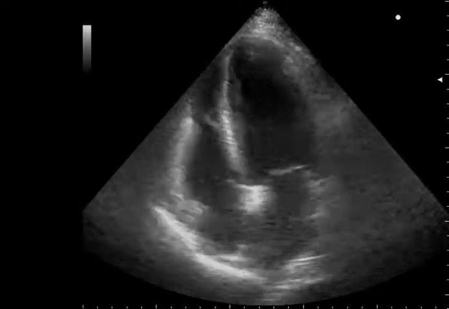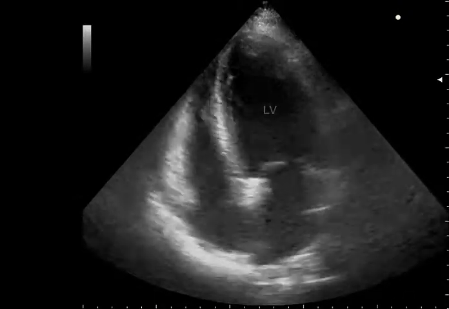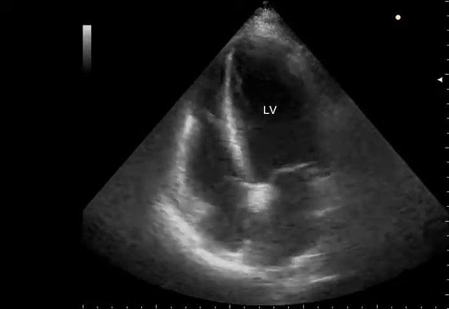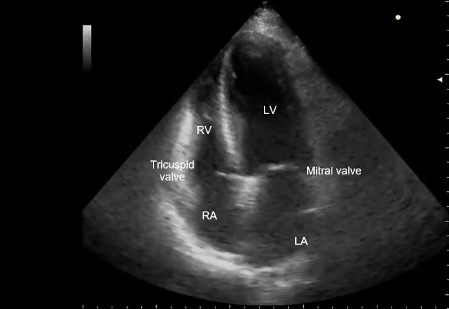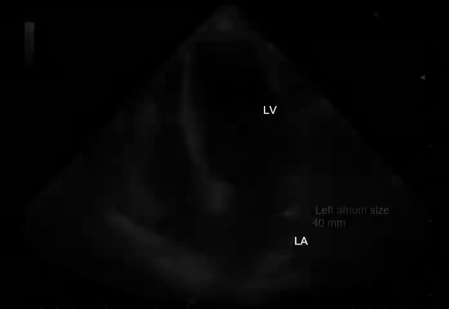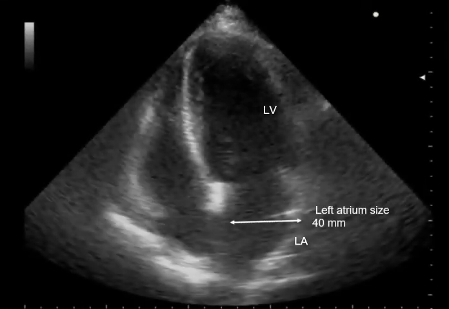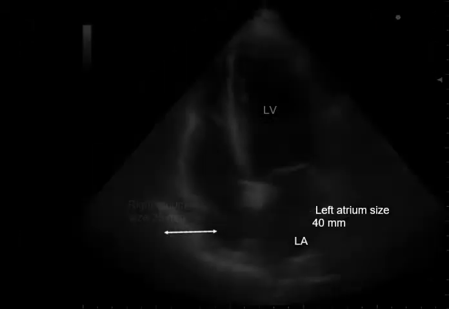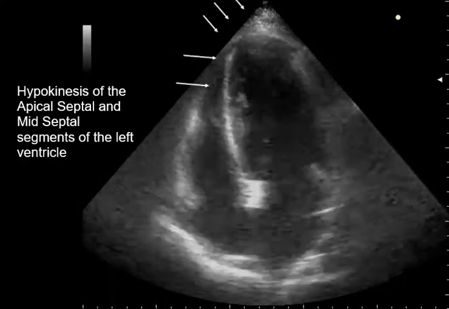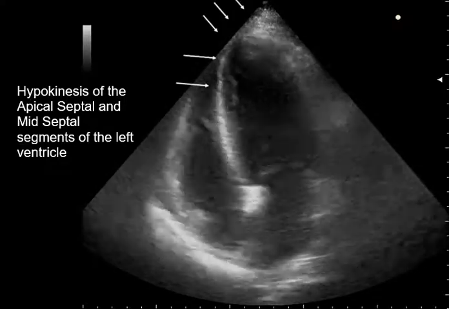The apical four-chamber view. The left ventricle, mitral valve, left atrium, right ventricle, right atrium, tricuspid valve are visualized. We measure the size of the left atrium. It equals 40 mm. The size of the right atrium is 35 mm. Hypokinesis of the left ventricle apical septal and mid-septal segments is visually determined.